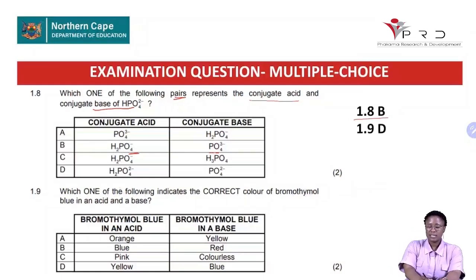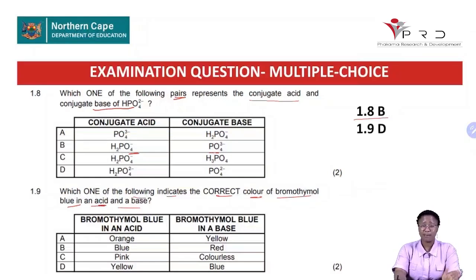Let's quickly look at 1.8. It says, which one of the following indicates the correct color of bromothymol blue in an acid and a base? Let's check. Remember, what did I say about the different colors? You see how the tip now is coming in terms of the colors. The correct answer there will be D, because in an acid, the bromothymol blue is going to be yellow. In a base, it is going to turn what? Blue. All right, so that is the correct answer.